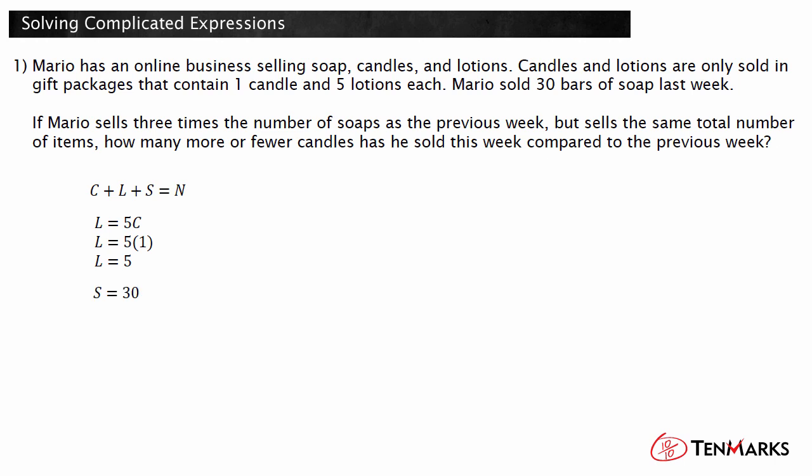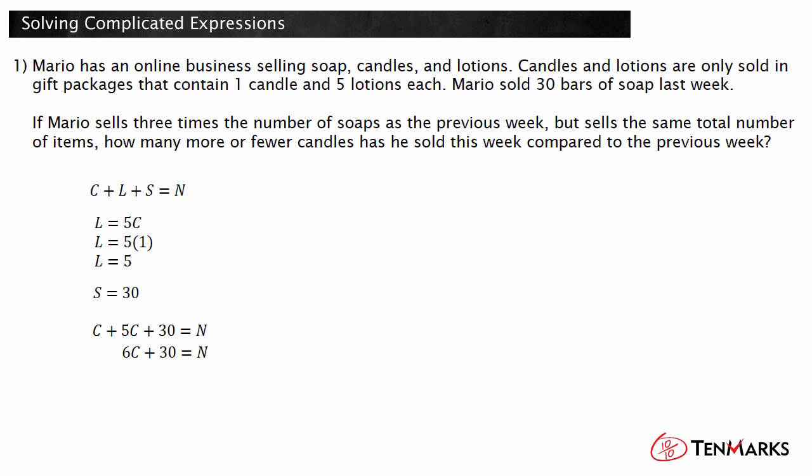Now, let's rewrite the complicated expression by substituting for the variables L and S. Our expression is now C plus 5C plus 30 equals N. After simplifying, the expression will be 6C plus 30 equals N.